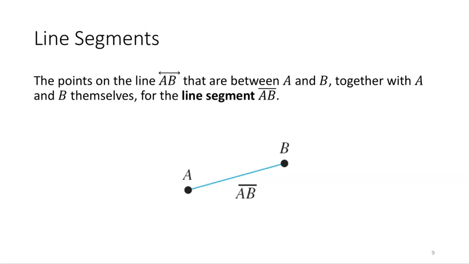Now, if you just want to take a small finite segment of a line, something that has a start and stop point, we call that a line segment. So a line segment is just some finite piece of a line.